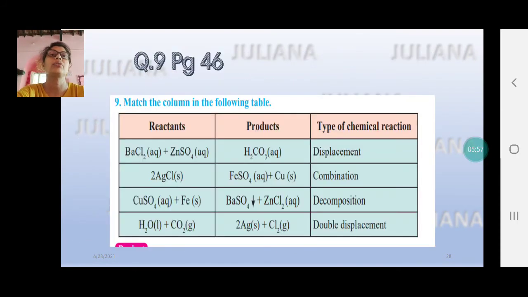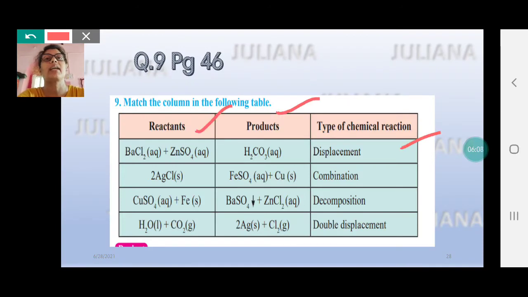Now I leave you to complete this from page 46. Match the columns in the following table. The reactants are given here, the products are given here, and you have to choose what type of chemical reaction it is. You can put an arrow and find out what type of chemical reaction this is. I will complete it in the next video, when we go on to describe some of the conditions that hasten a chemical reaction. So till then, take care. God bless you.